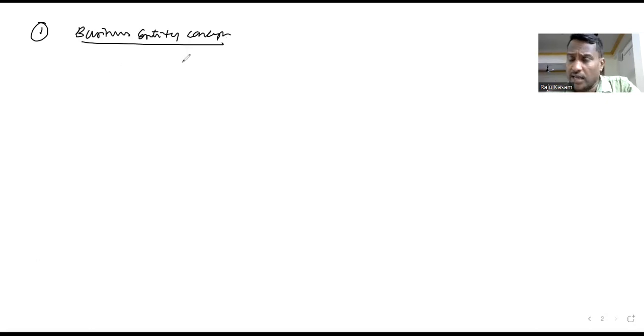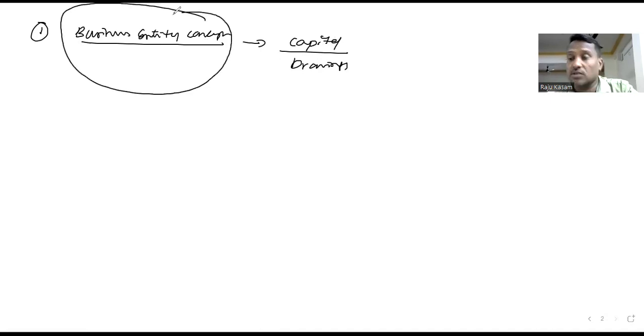In accountancy, we already discussed in the last sessions two terms that play an important role: capital and drawings. If you are recording capital and drawings in accountancy books, indirectly we are following the business entity concept. What is the meaning of capital?